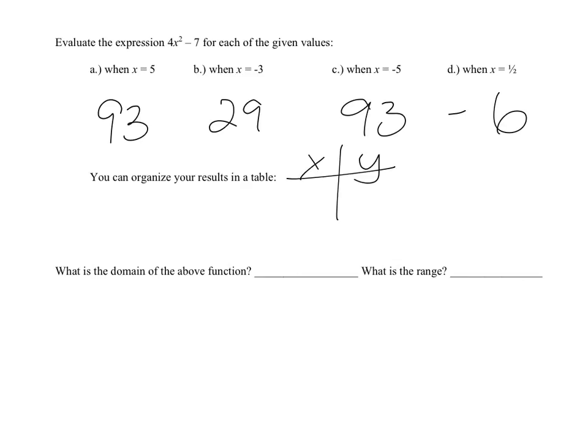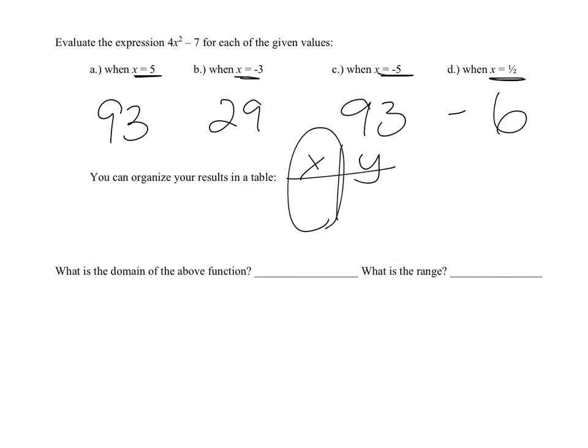So the domain is what we put in, right? And those are those numbers. Or we can even look up here. So my domain were all of those x values, 5, -3, -5, and 1/2. But when we write them, we need to put them in order. Typically we go from least to greatest. So the smallest number there is -5.